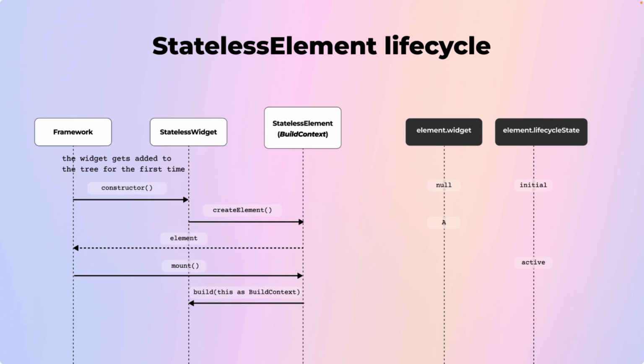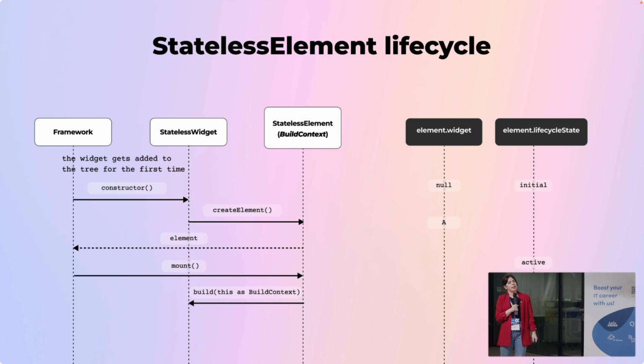So in order to understand the last type of errors related to BuildContext, we need to first understand the StatelessElement lifecycle. And we have three actors. We have the Flutter framework itself. We have a StatelessWidget, and we have a StatelessElement, which is also BuildContext. So whenever I say element or BuildContext, they usually mean the same thing because they are the same thing. And we take a look at the widget field of the element and the lifecycle state of the element.